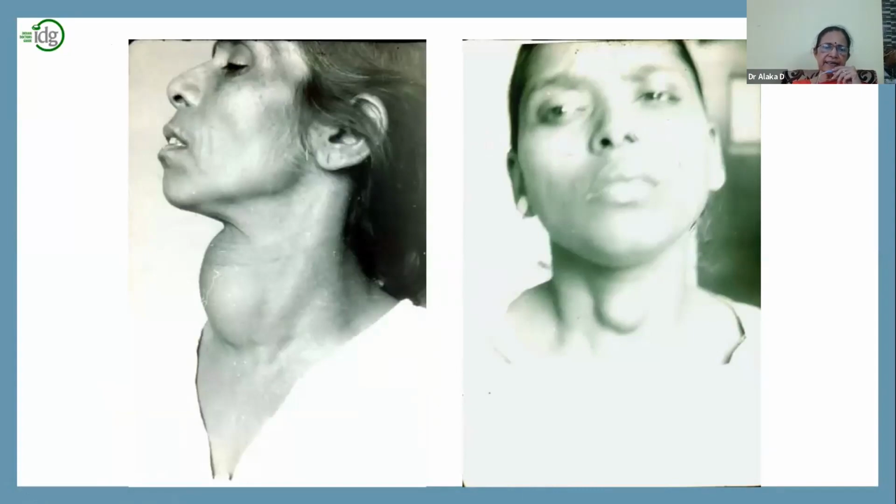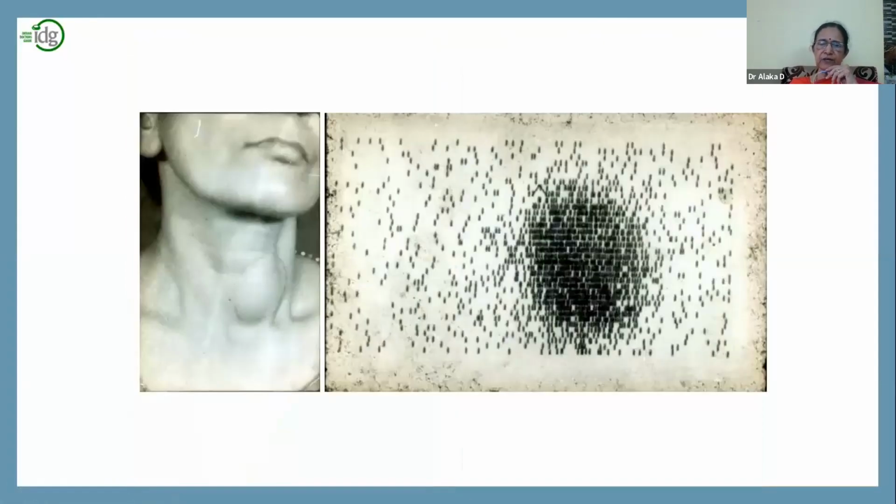Then this is another lady. You can see a single enlargement of only a single lobe. You can see this girl with a single nodule. So these are the types of patients which will come to you. So morphological evaluation and functional evaluation.